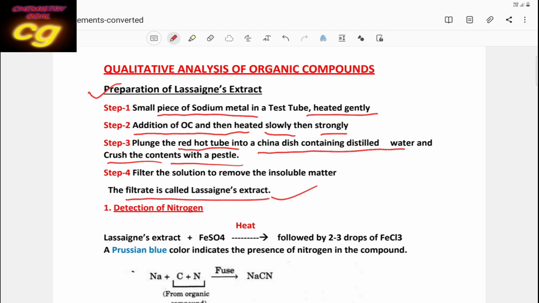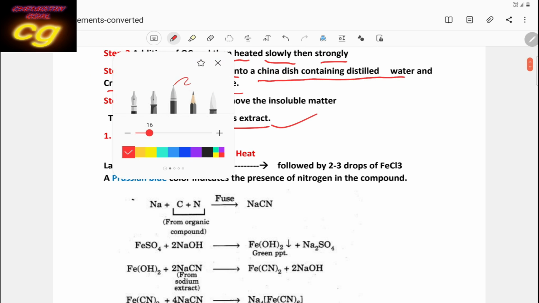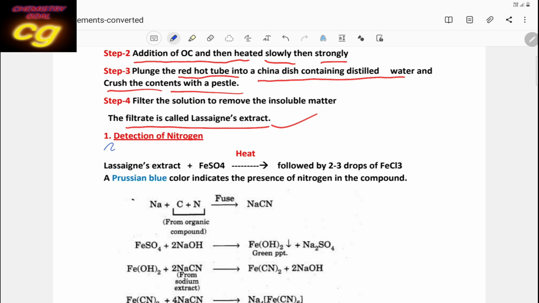Okay, let us discuss first the detection of nitrogen. First we will discuss how the presence of nitrogen can be detected. We will take the Lassaigne's extract that we have already prepared earlier. A few ml of Lassaigne's extract will be taken in a test tube, then freshly prepared ferrous sulfate solution will be added.